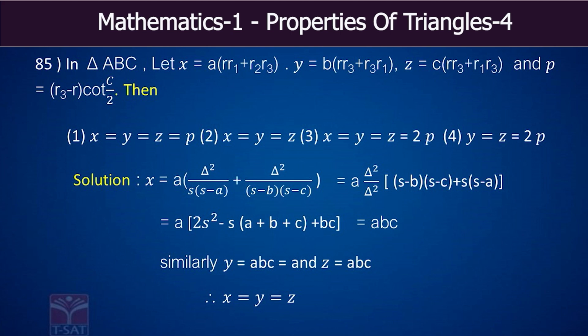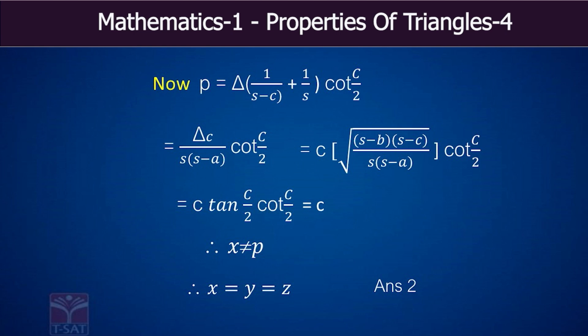So as usual, by writing delta by s minus a, x is equal to a into delta square by s into s minus a plus delta square by s into s minus b into s minus a. So that is a by delta square into s minus b into s minus c plus s into s minus a. If you expand it, that is equal to ABC. Similarly, by symmetry, y is equal to ABC and z is equal to ABC. So x is equal to y is equal to z.